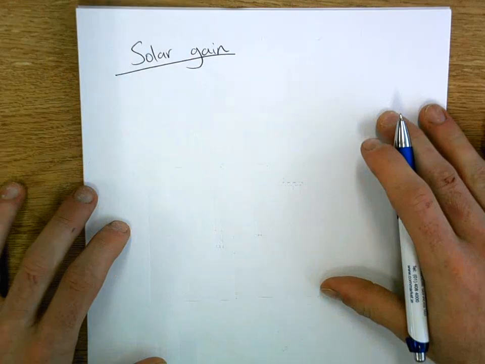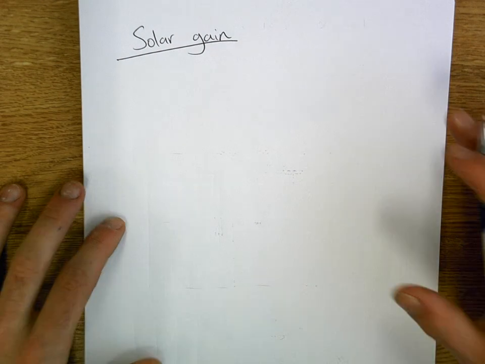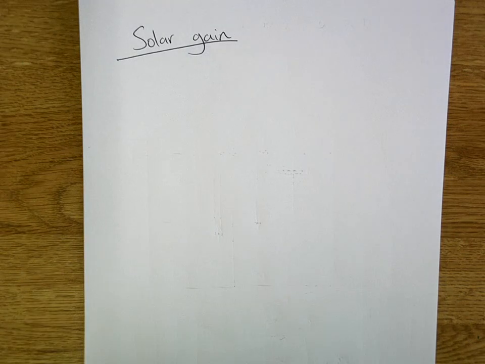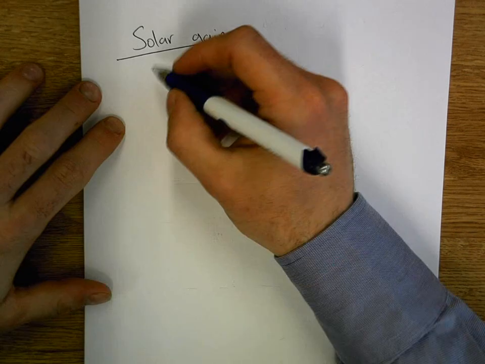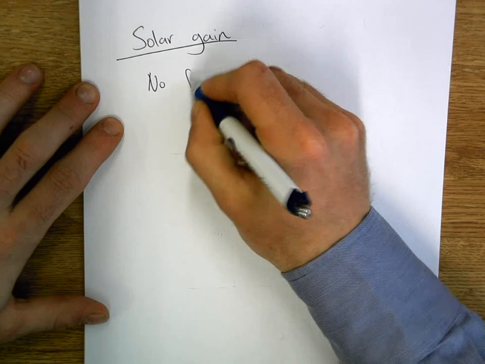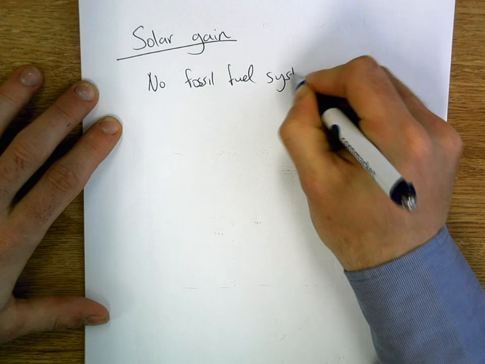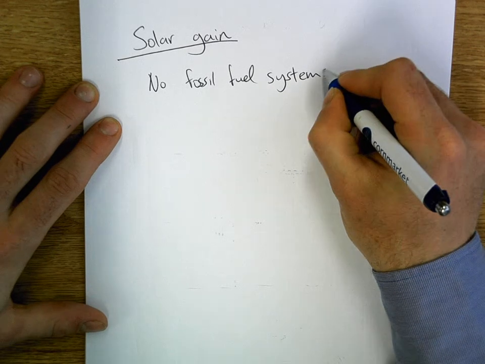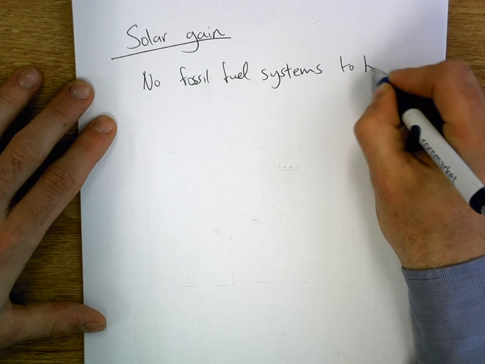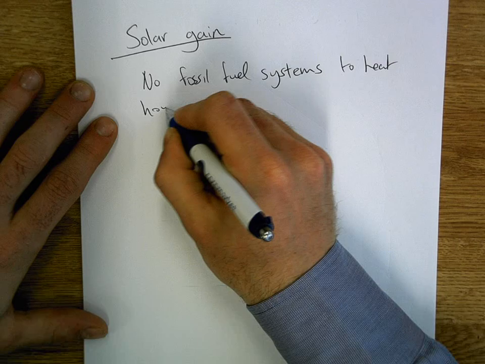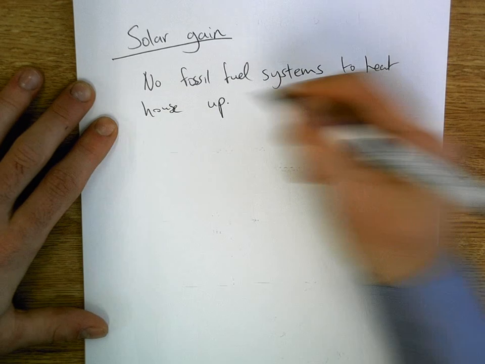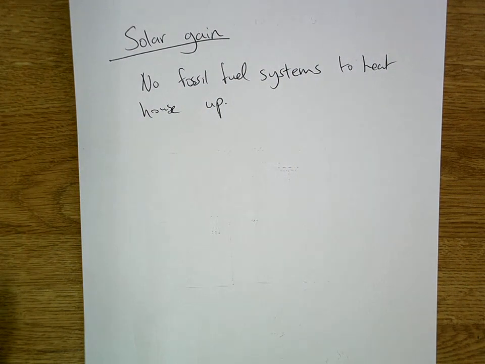So the basic summary of a passive house is that it's an environmentally friendly house. You super insulate it at the beginning, at the construction stage, and that means that you have no fossil fuel systems to actually heat the house up. So in essence, you don't have an oil or a gas burner around the back of the house to turn on the radiators if you want.